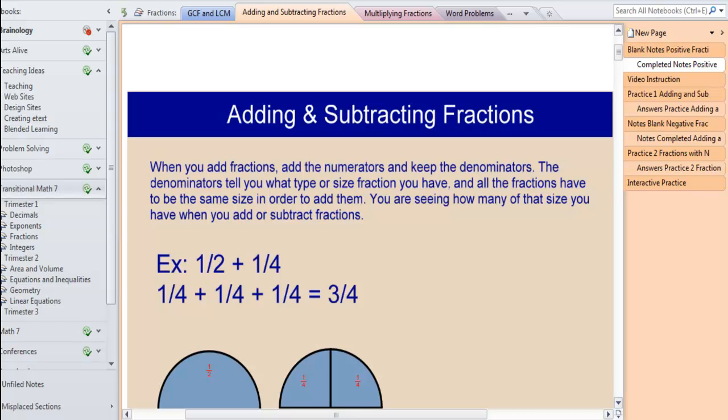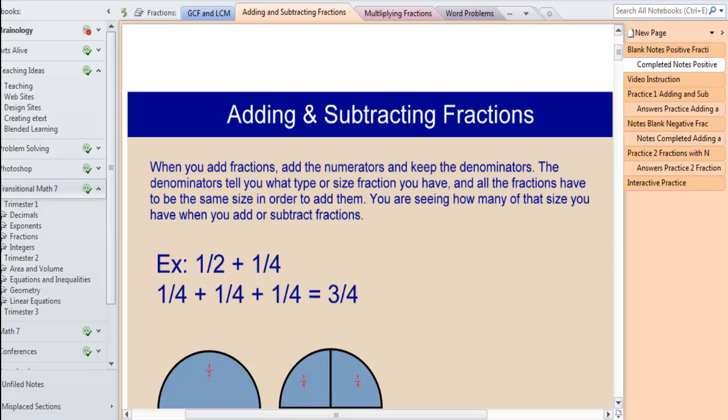When adding and subtracting fractions, you're going to be adding the numerators and keeping the denominator. But before you can do that, you have to make sure the denominators are the same, because the denominators tell you what size your fraction is, or what type of fraction you have. For example, do I have a quarter piece? Is that the type of fraction I have? Do I have a third piece? Is that the type of fraction I have, etc.?